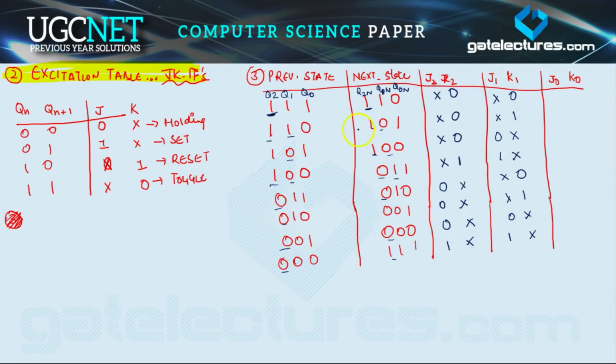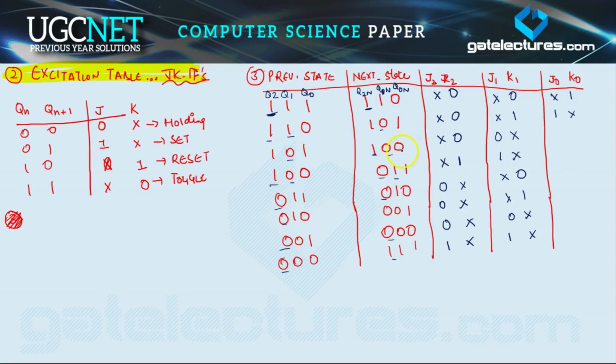Now to find the values of J0 and K0, the previous state is Q0 and the next state is Q0n. So 1 0 means reset, so the values are don't care and 1. 0 and 1 means set, so 1 and don't care.